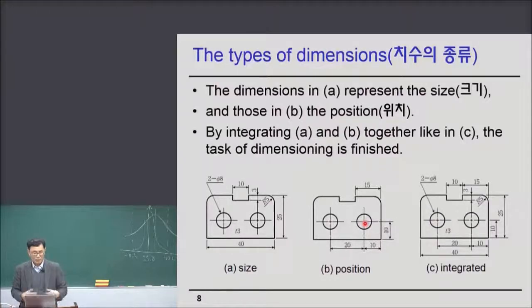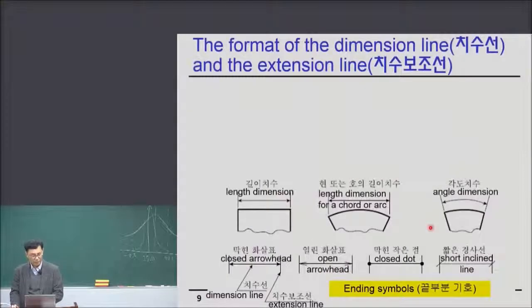So by integrating A and B together, the size and position together, like in C, the task of dimensioning is finished. Okay, all right. So these are the types of dimensions. One represents the size, and the other represents the position. So, okay, and the format of the dimension line and the extension line is here.